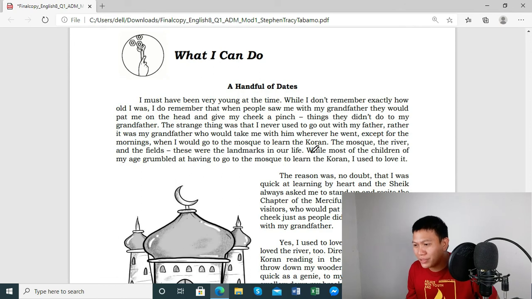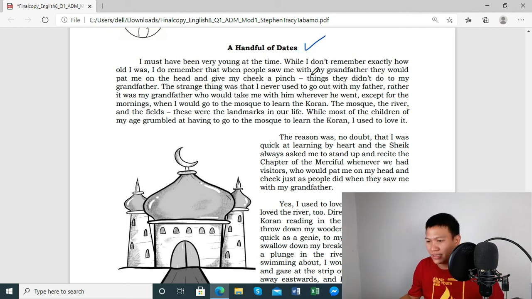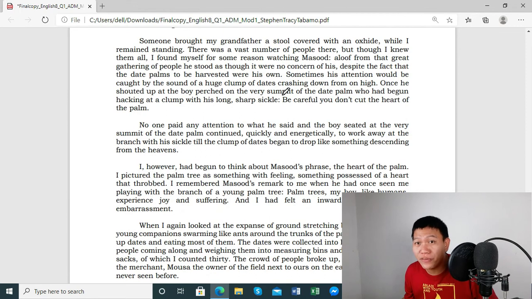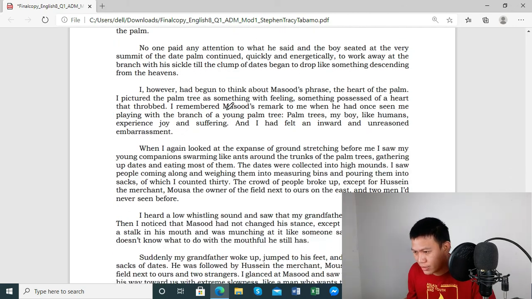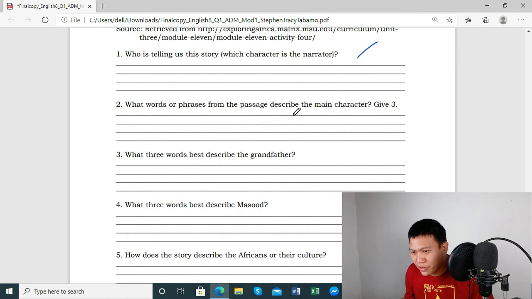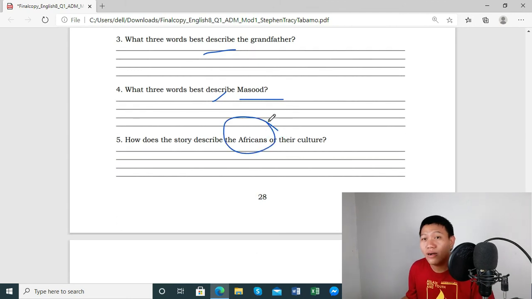So next, what I can do, another activity. So you are to read another African literary piece entitled A Handful of Dates. So basahin mo yan. Again, if you encounter a difficult word, you can use your dictionaries to define it so that it will help you understand the meaning of what you are reading. Tapos, sagutin mo na itong mga katanungan about sa story. Who is the narrator? What words or phrases describe the main character? 3 words best describe the grandfather. 3 words best describe the main character, Masud. And how does the story describe the Africans and their culture?